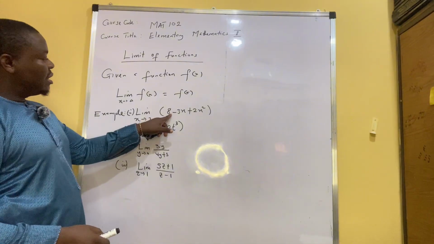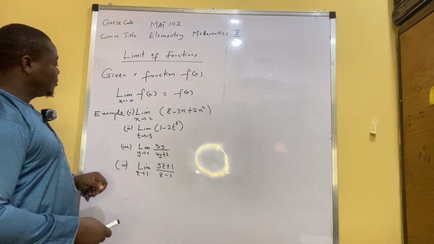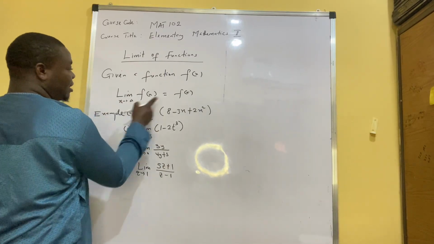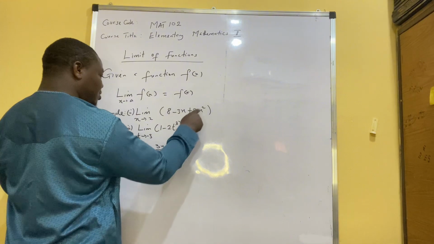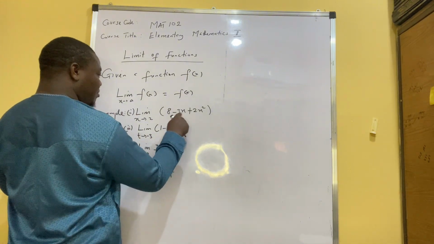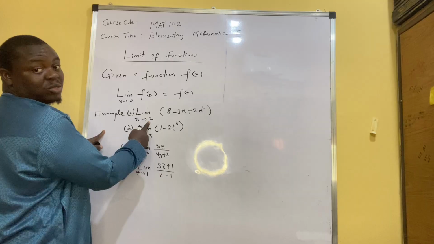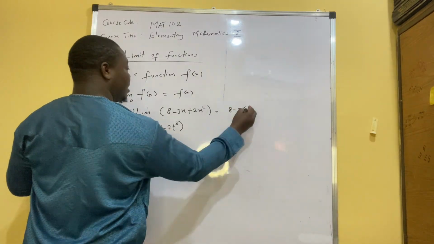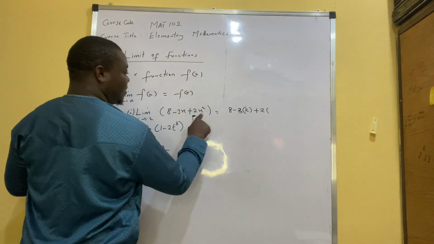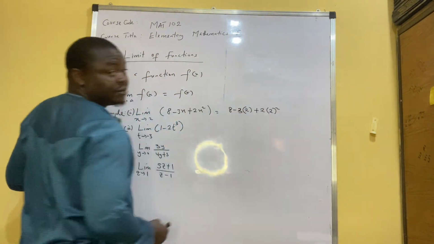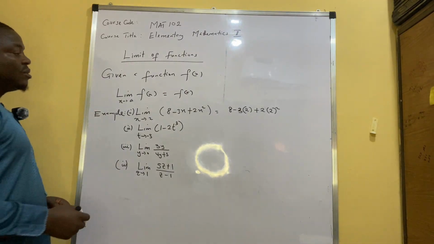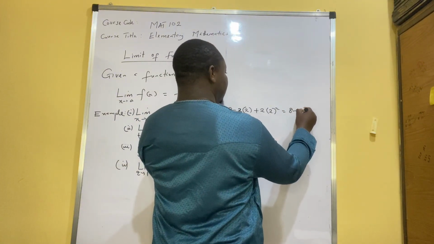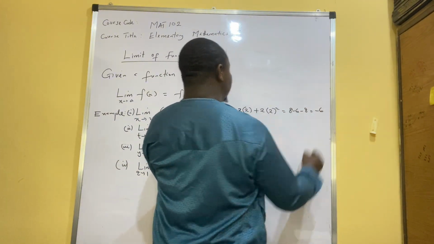So we say the limit of 8 minus 3x plus 2x squared as x tends to 2. Okay, so remember that the limit of f of x as x tends to a is equal to what? F of a. So it means that in this function that we have here, wherever we see x there, we replace with the value that x is tending to. Okay, so we now have 8 minus 3 open bracket 2 plus 2 times 2 squared. Okay, so we now simplify this. We're going to have 8 minus 6 plus 8, and our result will be 10.